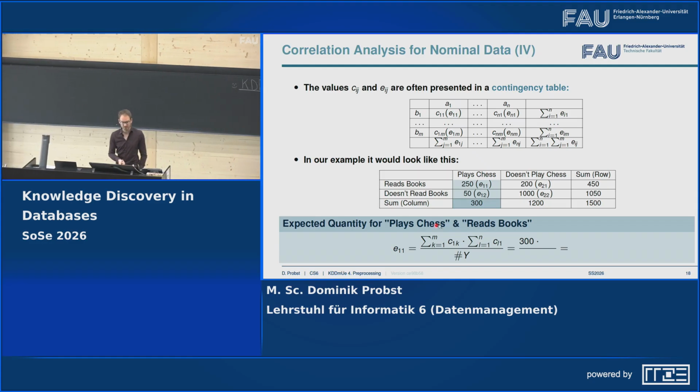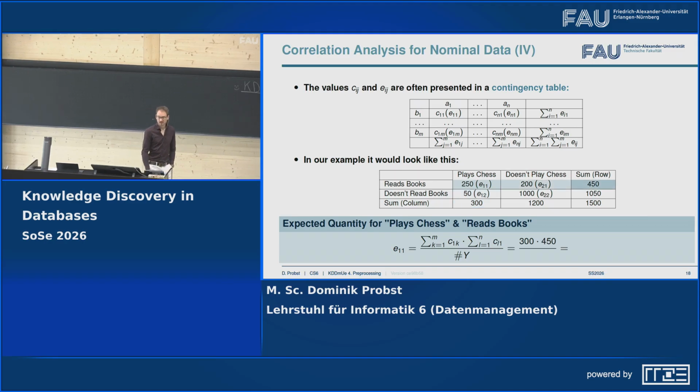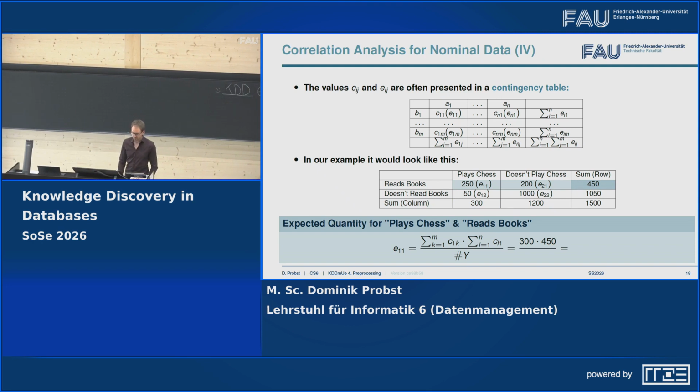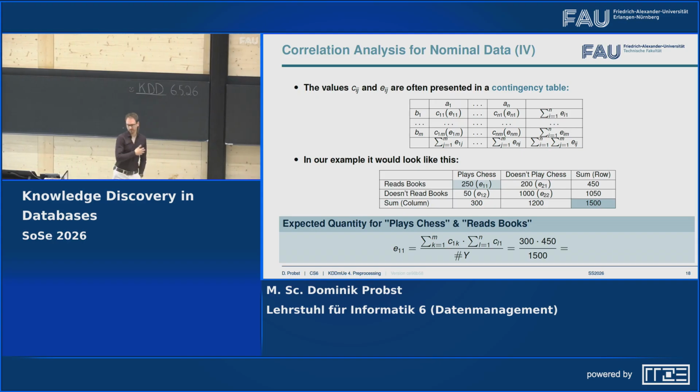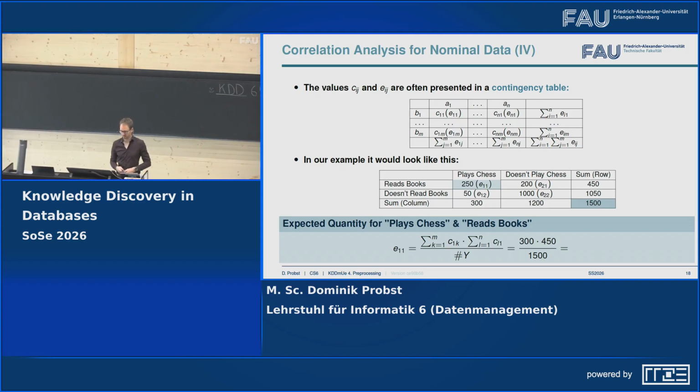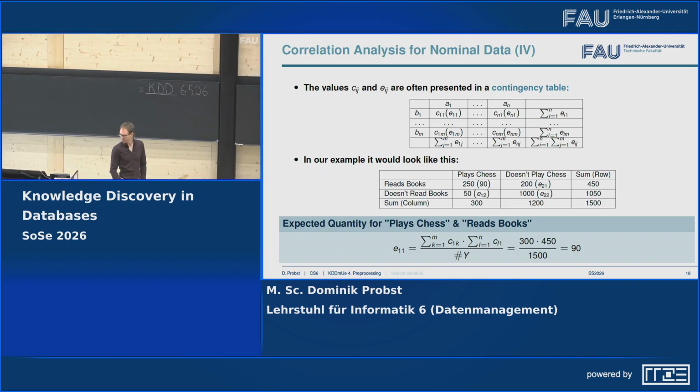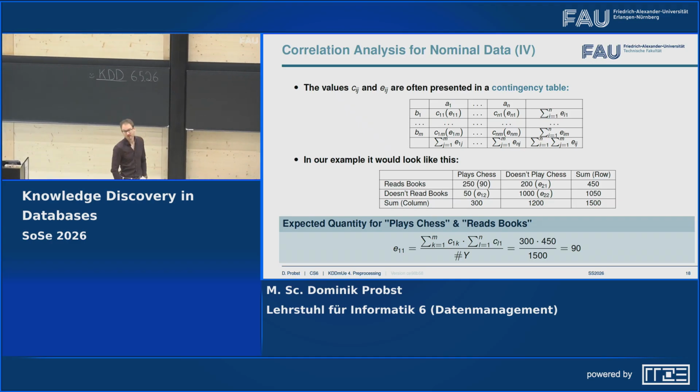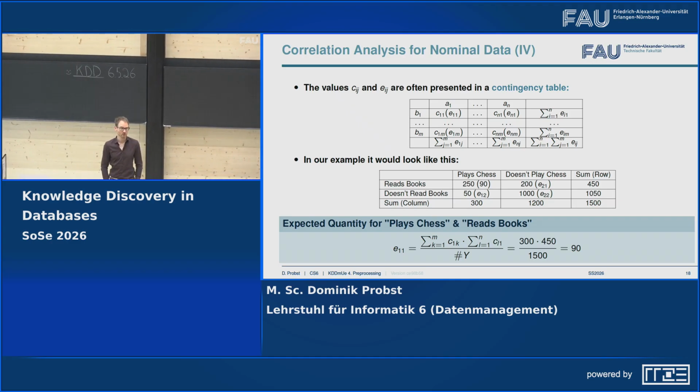For the second part, we do the same thing as we have done for the column in here. Now we do it for the row. So we're taking a look at 450 values. And now we have to divide it through the total number, which is 1,500. And the result of that computation is 90. So if reading books and playing chess would be totally independent, we would have 90 persons playing chess and reading books at the same time.